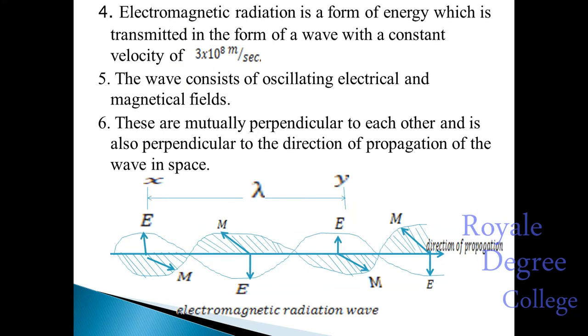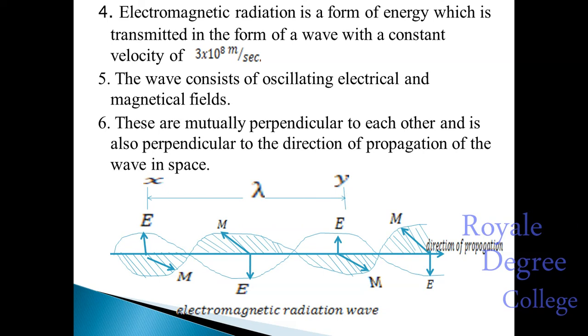So electromagnetic radiation is a form of energy which is transmitted in the form of a wave with a constant velocity of 3 × 10^8 meters per second. The wave consists of oscillating electrical and magnetical fields. Here you can see the figure. Electromagnetic radiation, how it is propagating, direction of propagation also mentioned here.